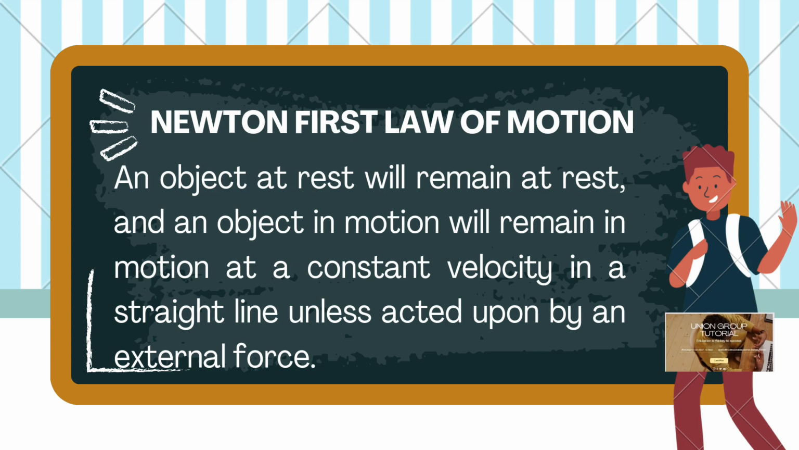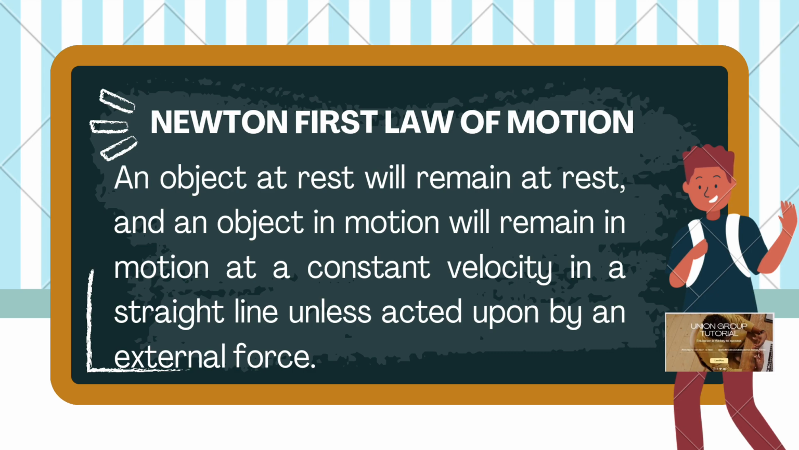So what does Newton's first law of motion state? Newton's first law of motion states that a body at rest will remain at rest, and a body in motion will remain in motion at a constant velocity in a straight line, unless acted upon by an external force.